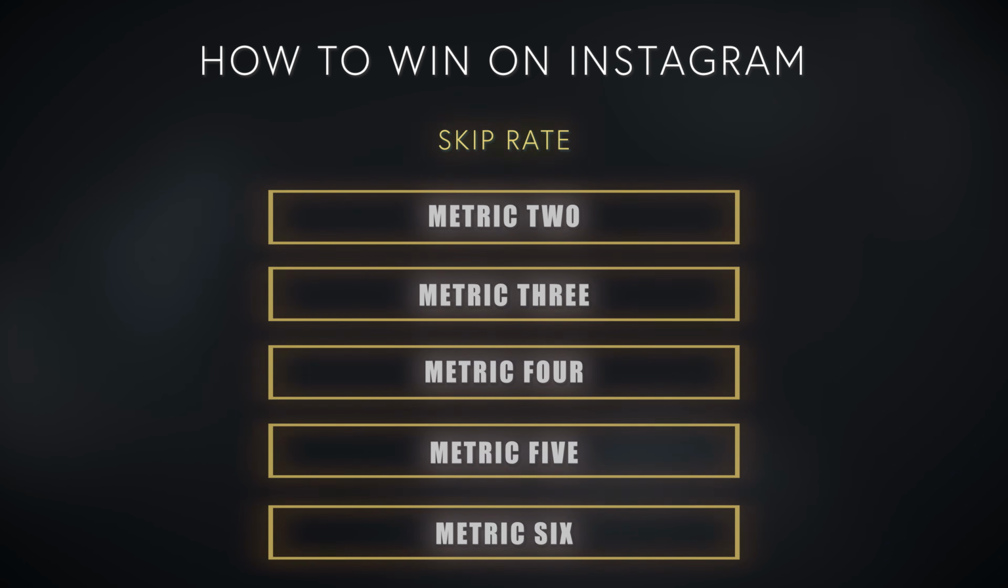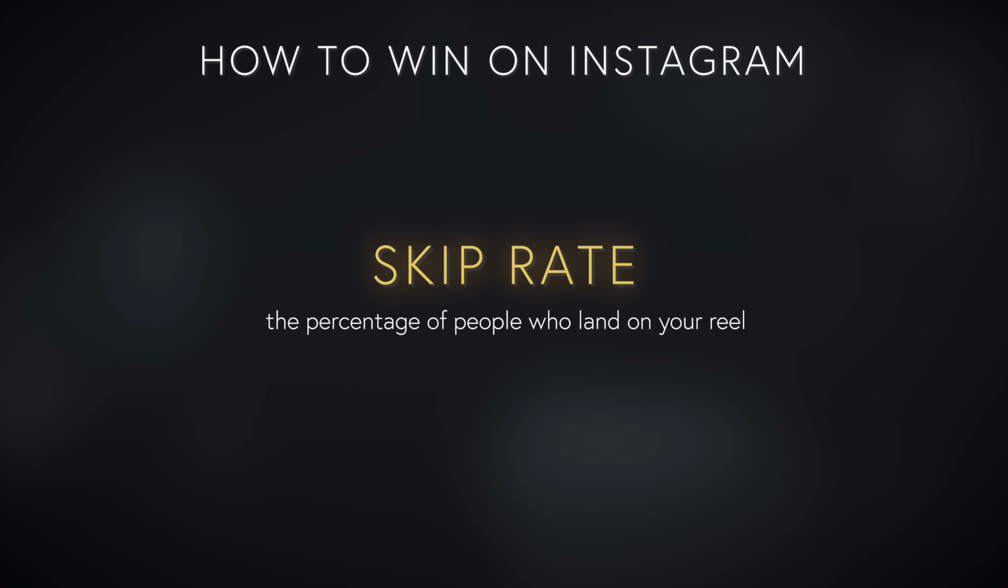Number 1, skip rate. Skip rate is the percentage of people who land on your reel and scroll past the first 3 seconds. So it's either 3 seconds in, are they staying or are they leaving? And this metric being at the top is super important. Why? Because it's quite literally the gate. Like, that is how they are entering the content. None of the other 5 matter if no one is watching past your first 3 seconds.